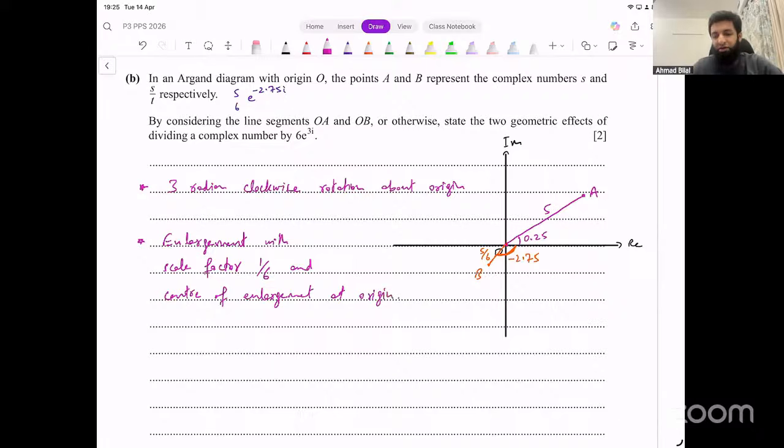Okay, they generally do not require that you necessarily write the center of rotation and center of enlargement. This is going to be acceptable if you just write enlargement with scale factor 1 over 6 and 3 radian clockwise rotation. But this will be the complete description then if you also write the center of rotation and the center of enlargement.